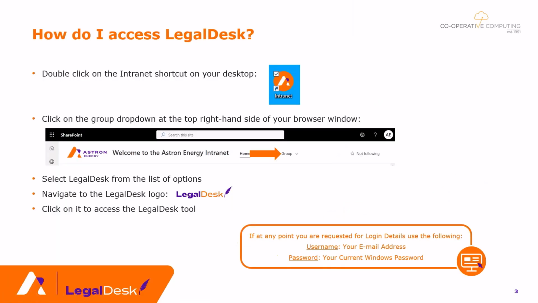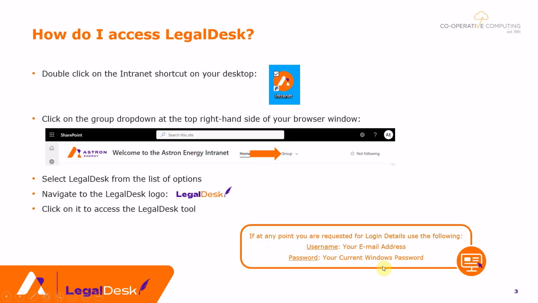However, you can also access it easily from the Astron intranet. You can double click on the intranet shortcut on your desktop and then click on the group drop down at the top right hand side of your browser. You can select the Legal Desk from the list options, navigate to the Legal Desk logo, click on that logo to access the Legal Desk tool. This will also redirect you to the URL as mentioned in the previous slide. Once again, if you are requested any login details, specify for username your full email address and password your current Windows password.